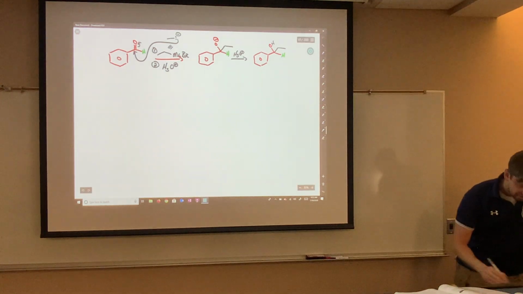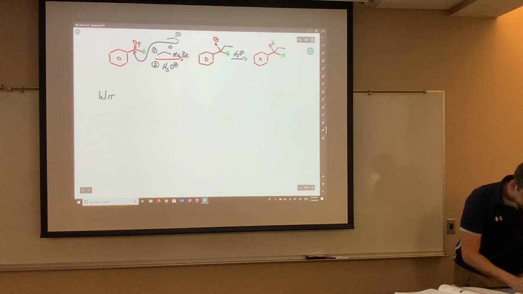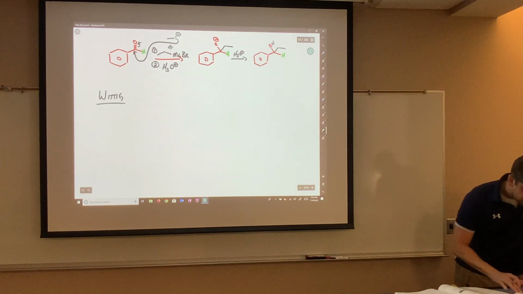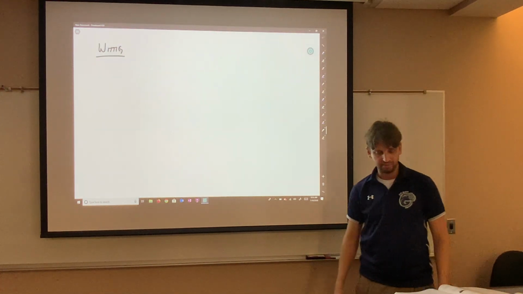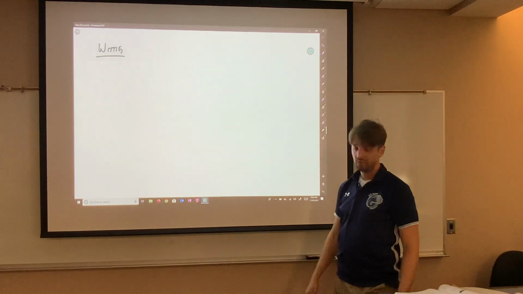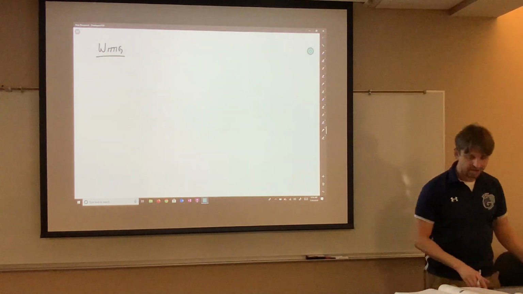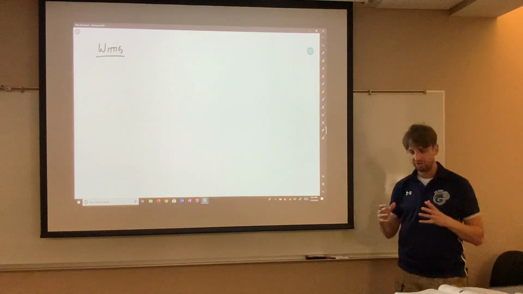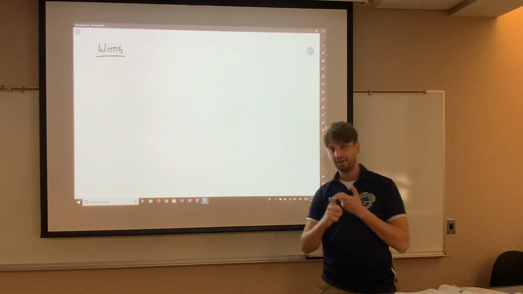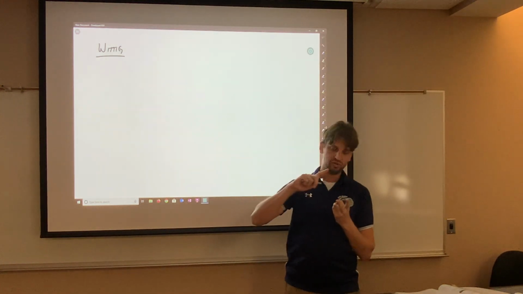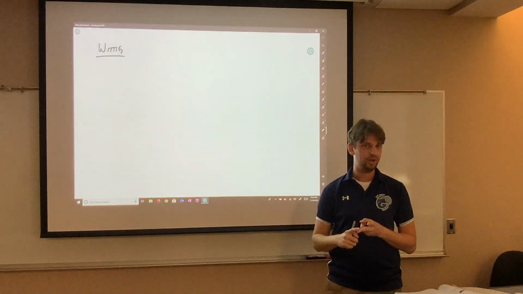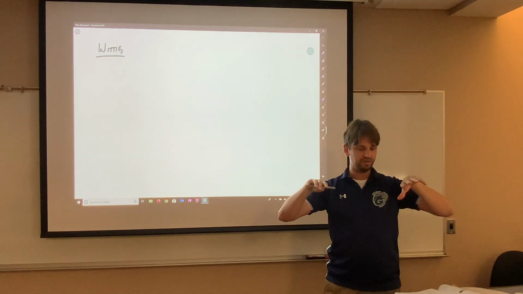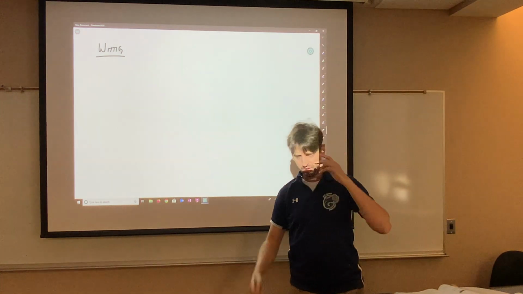And so what we want to do is something called a Wittig, all right? And this is, again, one of those quintessential organic chemistry lab reactions, right? Now, first of all, there's basically two components to a Wittig. We have to make the Wittig reagent, and then we have to react that Wittig reagent with the carbonyl compound, okay? And those are two separate things.